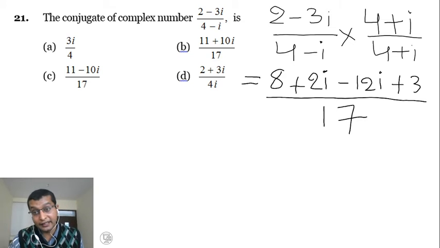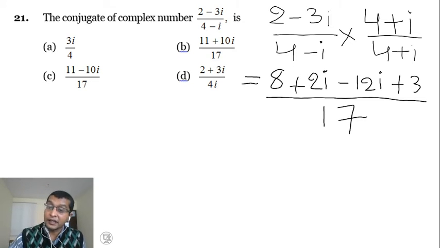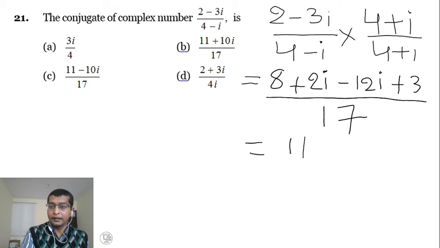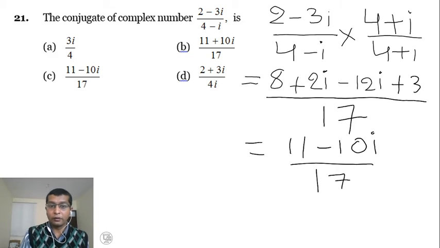Like this you have to write immediately here. Avoid extra steps here and don't commit a mistake also. You need practice of solving examples like this. Now real part we have to simplify. 8 plus 3, it is 11. Similarly 2i minus 12i, it is minus 10i. So 11 minus 10i divided by 17.